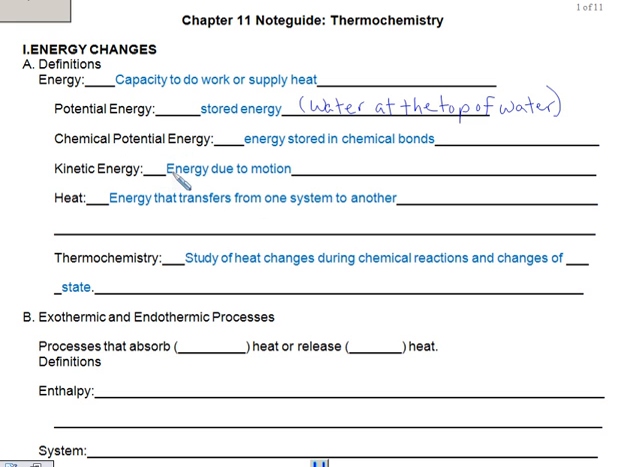Now, kinetic energy is the energy due to motion, and if you go on and take physics, one of the equations that you will use is that kinetic energy is a function of 1/2 mass times velocity squared. This is also something that we use in AP chemistry, but you don't need to memorize it for this class. Heat is energy that transfers from one system to another, and we use temperature to measure it. So, measured by temperature.